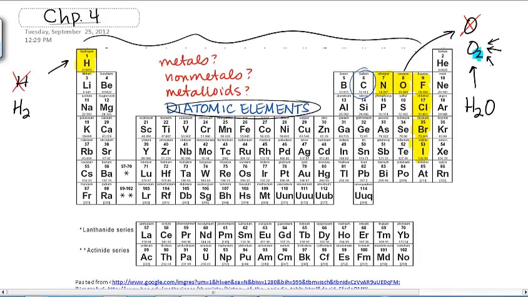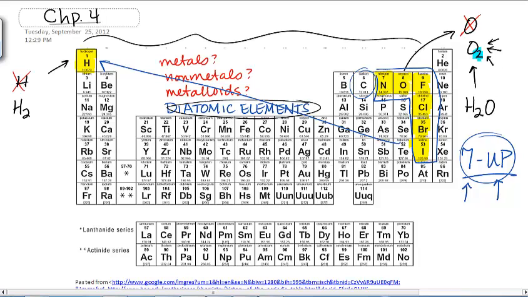And there's a couple of different ways to remember that. My personal favorite is using the phrase 7-Up, because there are 7 diatomic elements, and they form a number 7 on the periodic table. So here's your number 7 on the periodic table, but if you count that, there's only 6. So the last one, you've got to look up at the hydrogen, and so 7-Up is a good way to remember it.